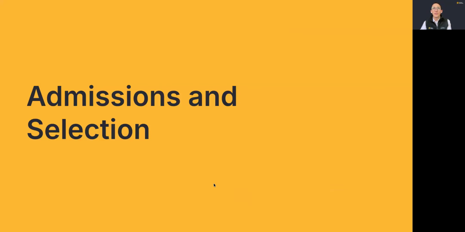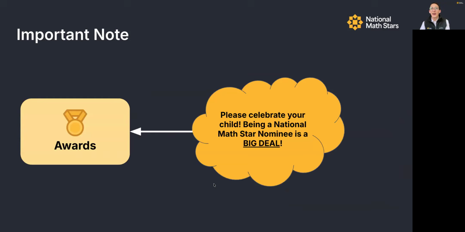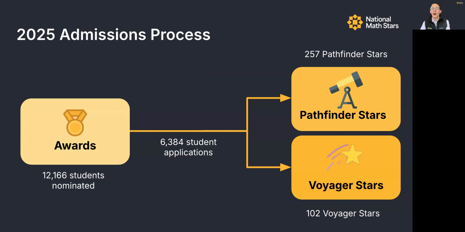Here's a question asking me to flip back a few slides to look at last year's funnel of students. So here you go. It asks, what was the split of students accepted via the two versions of the program? So last year we had just under 6,400 applications, from which we selected approximately 257 Pathfinder stars and 102 Voyager stars.